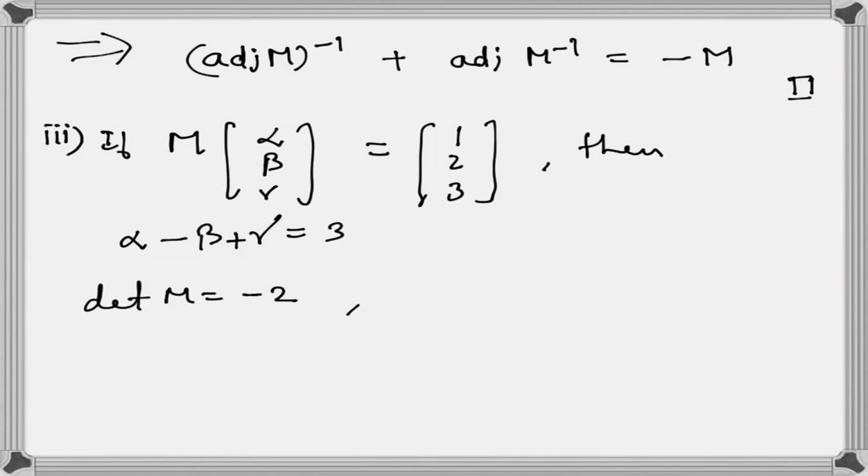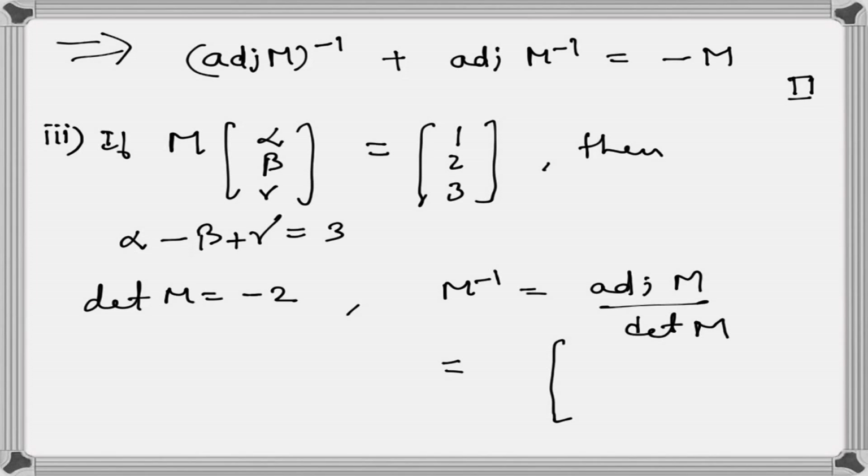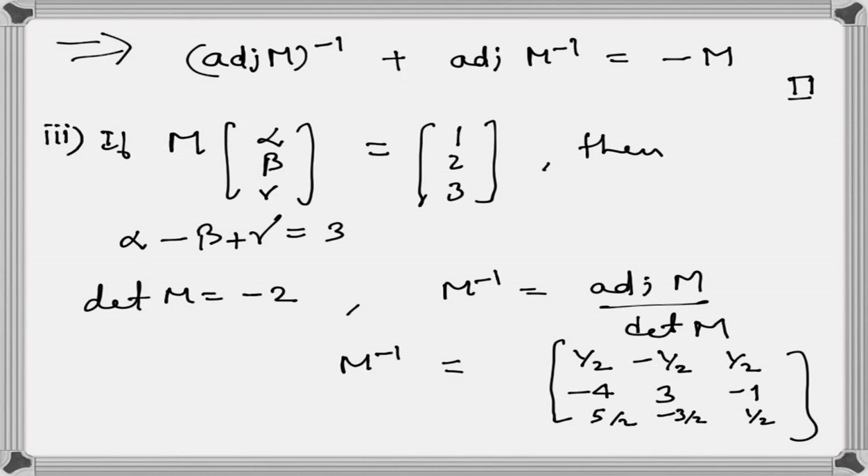So what is M inverse? M inverse is the adjoint M divided by the determinant of M, right? So what is this? We know the adjoint matrix. I'll just divide that matrix by minus 2, so we get 1 by 2, minus 1 by 2, 1 by 2, minus 4, 3, minus 1, minus 5 by 2, so this is 5 by 2, this is minus 3 by 2, and this is 1 by 2. So this is the M inverse, right?